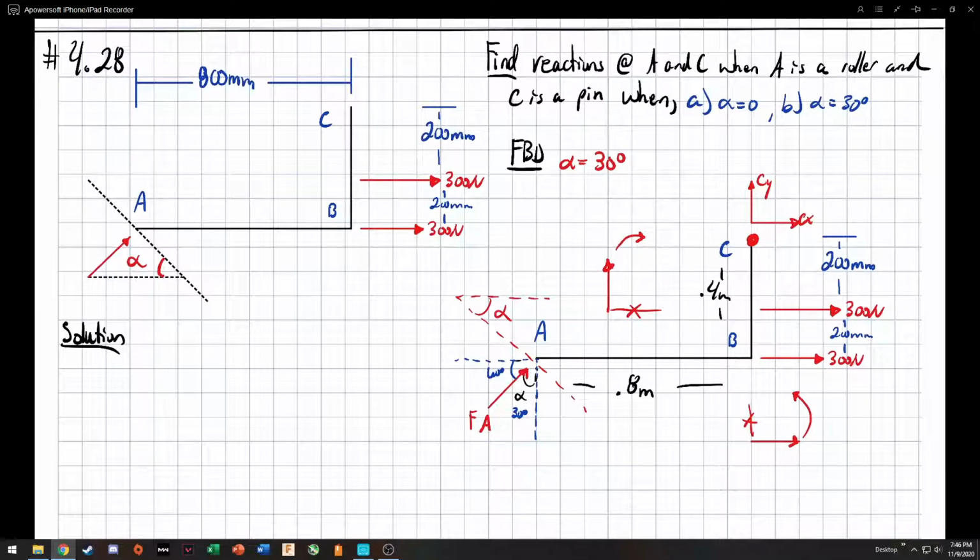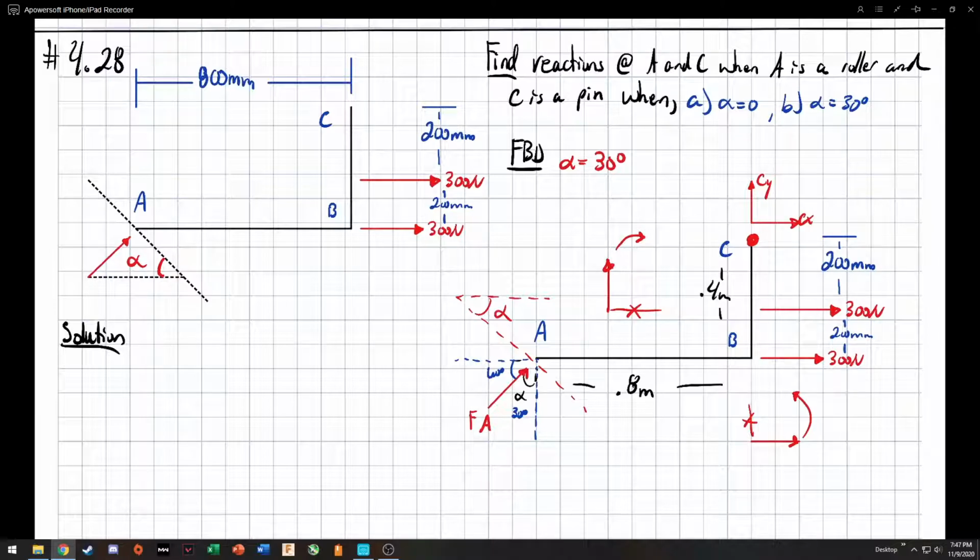So this is going to be another frame. We have a pin at C and a roller at A at some angle alpha. We have a 300 Newton force in between the center of C and B, and another 300 Newton force at the end of B, all going to the right. The question asks us to find the reactions at A and C when alpha is at 0 degrees and alpha is at 30 degrees.